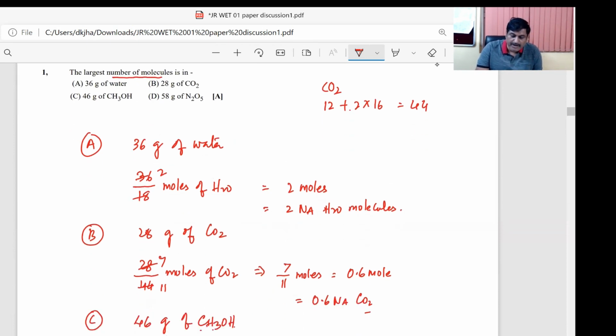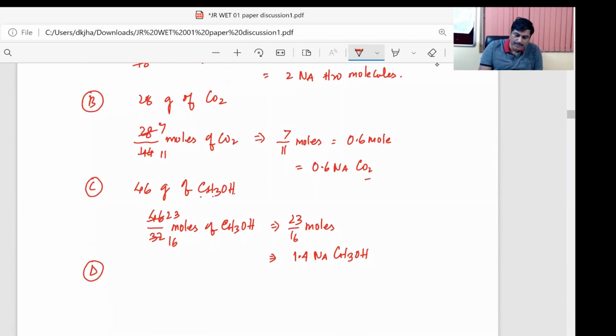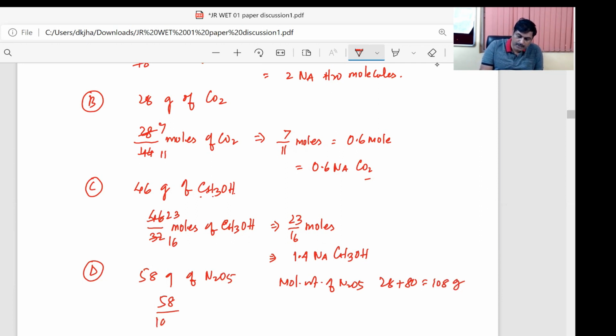The D is what? 58 gram of N2O5. So 58 divided by the molecular weight of N2O5. The molecular weight of N2O5: 28 plus 80, that is 108 gram.